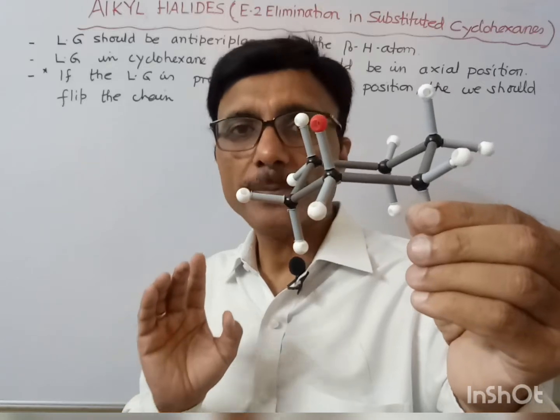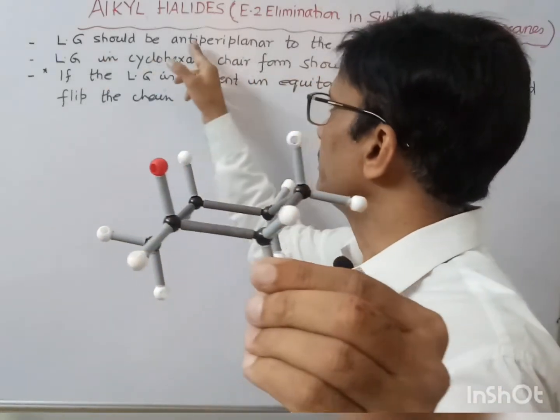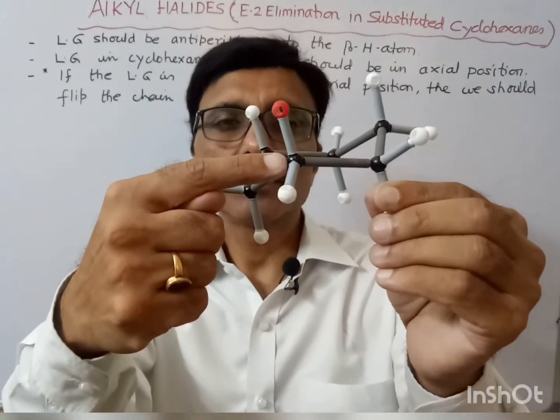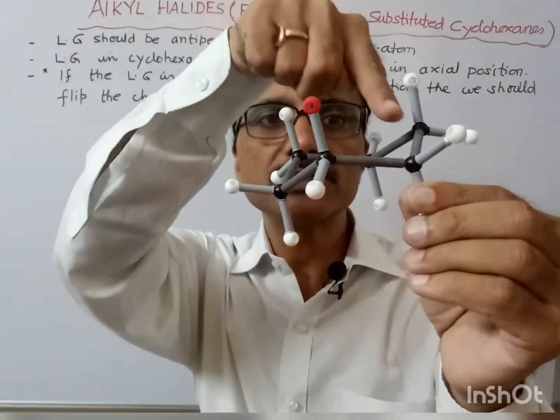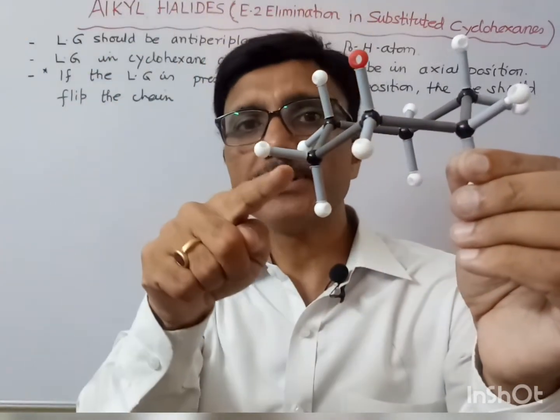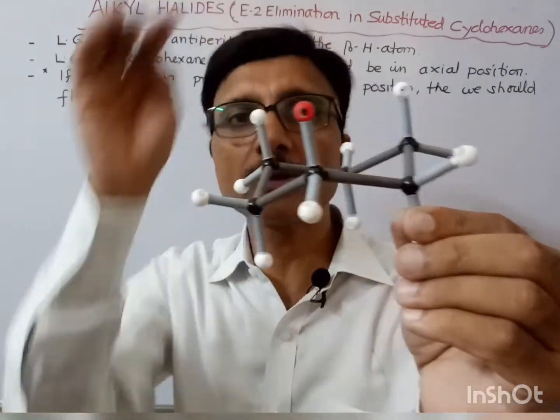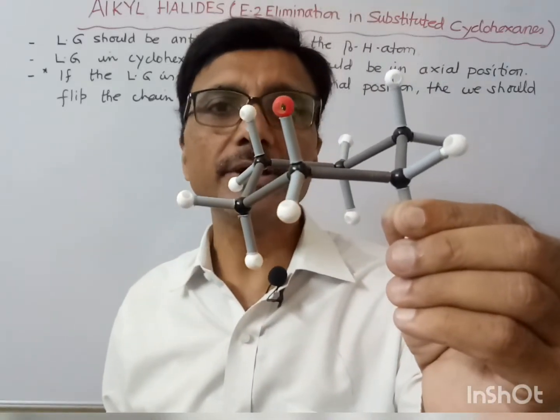So for beta elimination, another main thing is that the leaving group should be anti-periplanar to the beta hydrogen. Now if this is your alpha carbon, then this is your beta carbon, and the next one is another beta carbon. So this is a beta carbon, and this is also a beta carbon, and from both of these beta carbons the hydrogen can be removed.